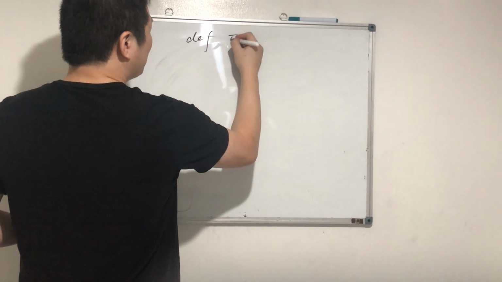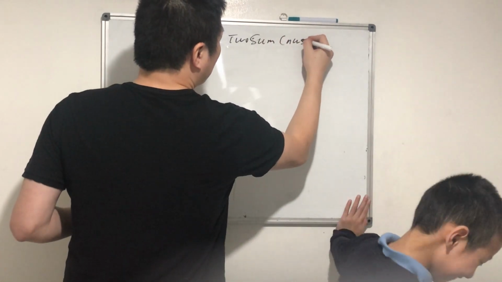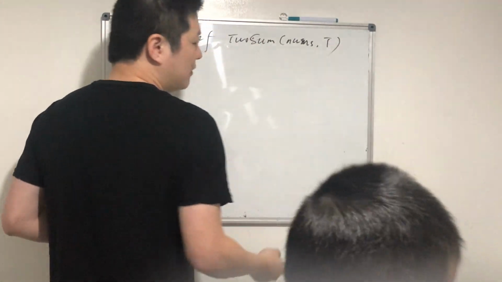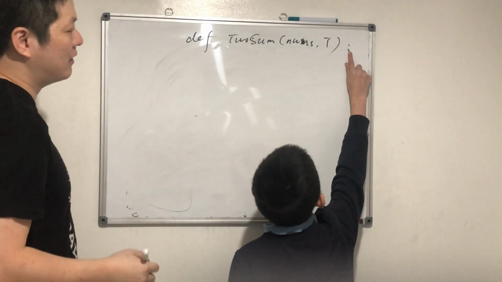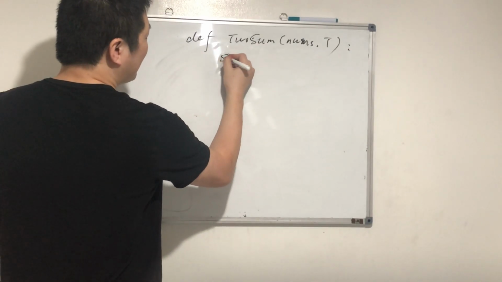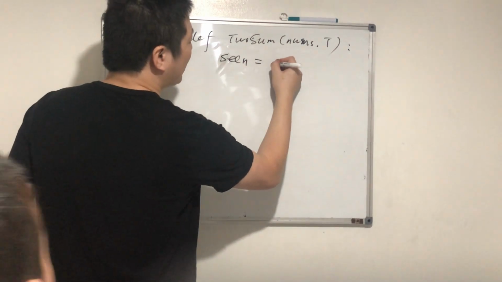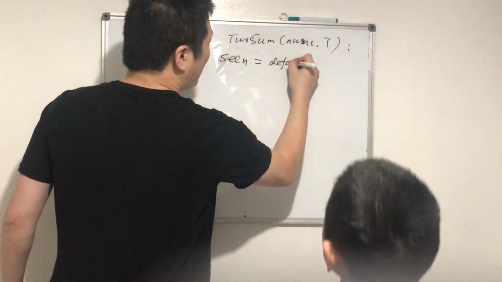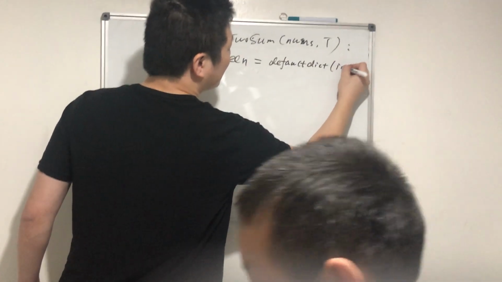Define twoSum. Okay. Nums and target. What's missing? Whoops, the colon. How do you define a notebook? Look, let's do it. We define the notebook with the name seen, equals defaultdict from collections, and int. Okay?